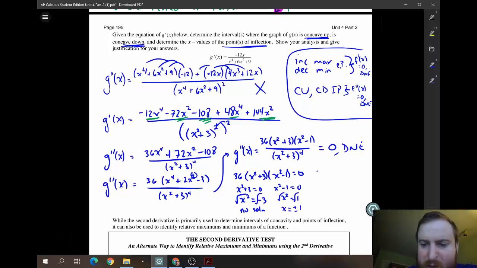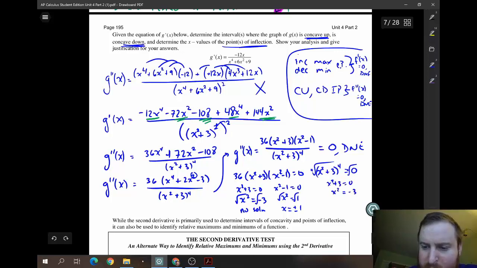The DNE case is we're going to take x squared plus 3, the bottom, to the fourth power, and set that equal to 0. Take the fourth root of both sides. x squared plus 3 equals 0. You'll see this is the same as what we had over there. x squared equals negative 3. You can't square root a negative number, so we get no solution again.